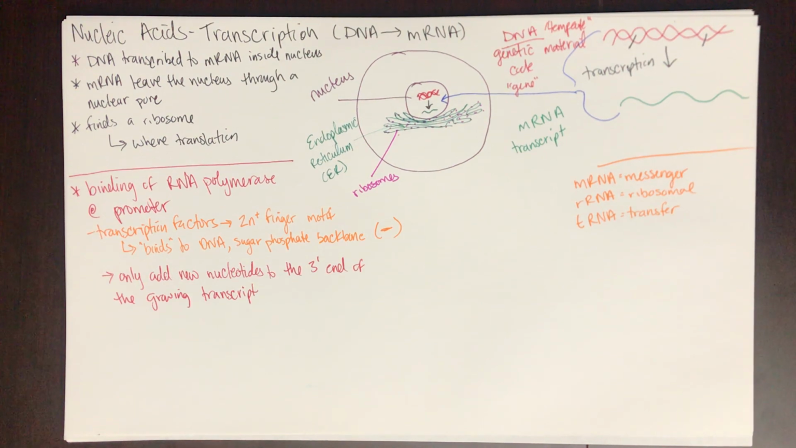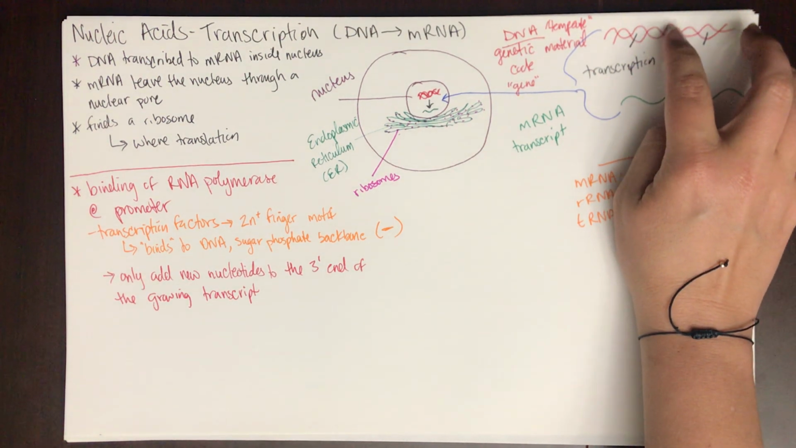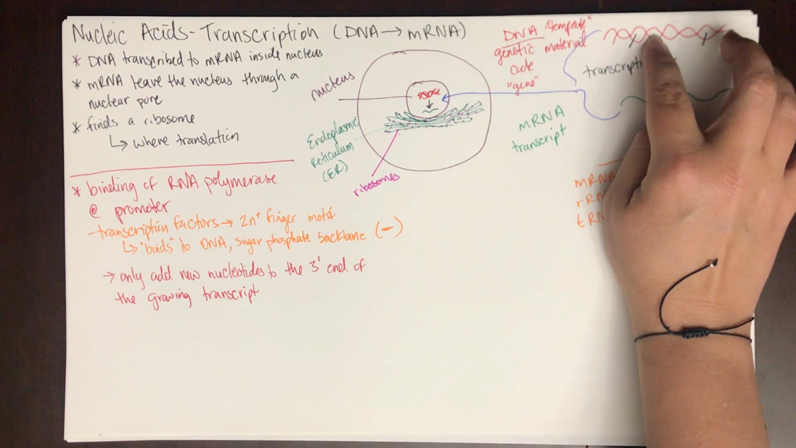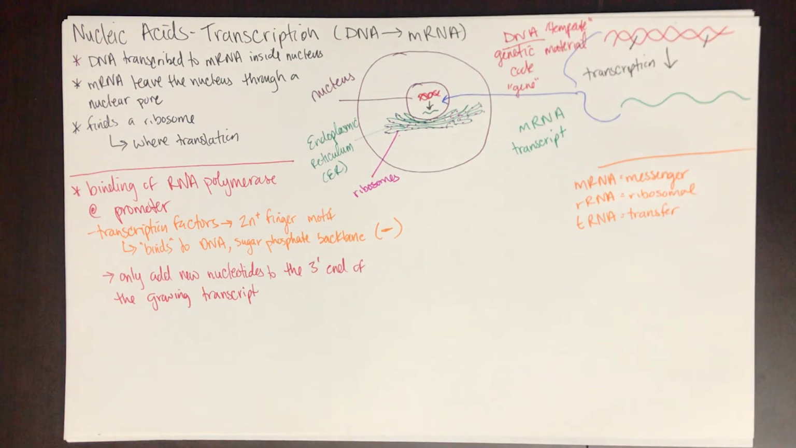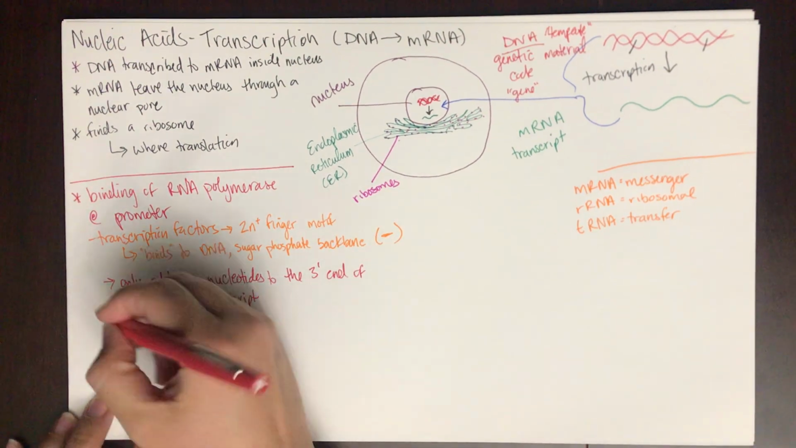So what happens, similar to the replication fork in replication, is there's a transcription bubble where the hydrogen bonds between these complementary base pairs are going to break, and the RNA polymerase will come in and use the template strand to start making the messenger RNA transcript. Again, there are lots of good pictures in the lecture and also a good video that I've posted on transcription. This whole process of the RNA polymerase binding is called initiation.